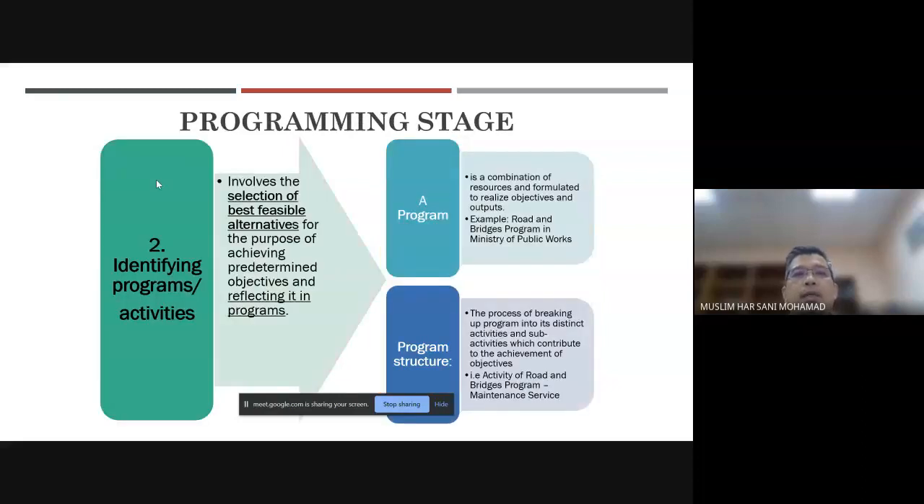And then programming. Once they have the program, it's also to develop the best feasible alternative to achieve the objective, very similar to zero-based programs. A program is a combination of resources formulated to realize objectives and outputs. Example: the roads and bridges program in the Ministry of Public Works. Program structure is the process of breaking up a program into distinct activities and sub-activities which contribute to the achievement of the objective. For roads and bridges, a sub-activity is maintenance service.